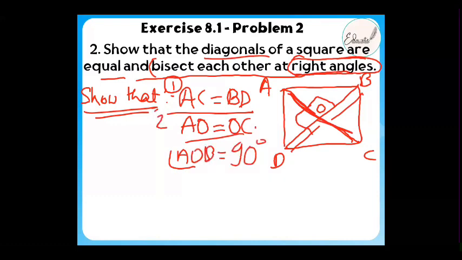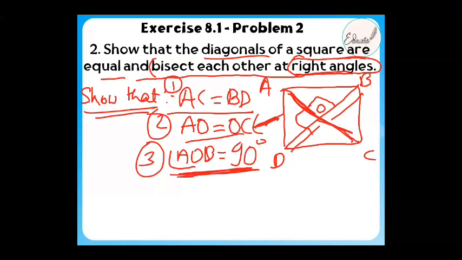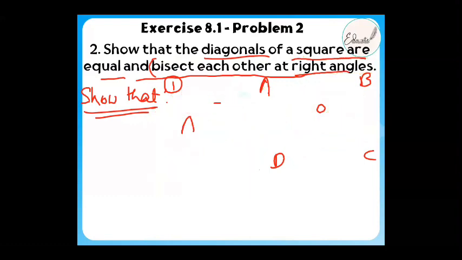The first thing is that the diagonals are equal to each other, and next you have to prove that they bisect each other into perfect halves, and the third thing you have to prove is that they bisect each other at right angles. Okay, right angle, the triangles form right angle triangles. How will you prove this? It's quite easy. Let's start.